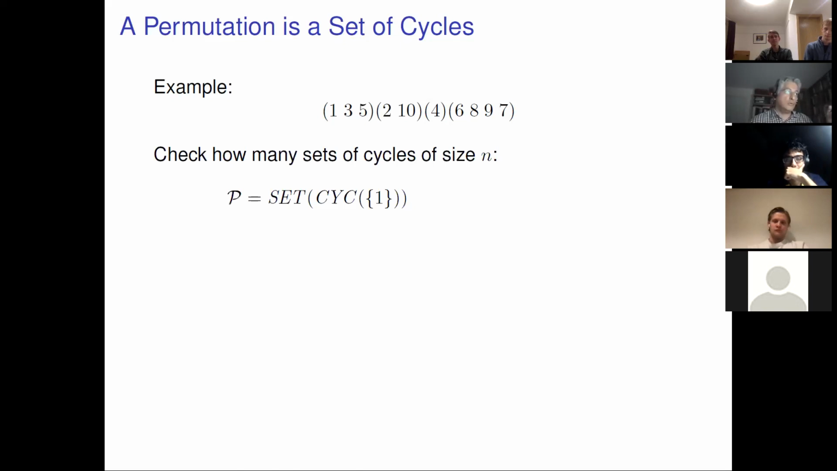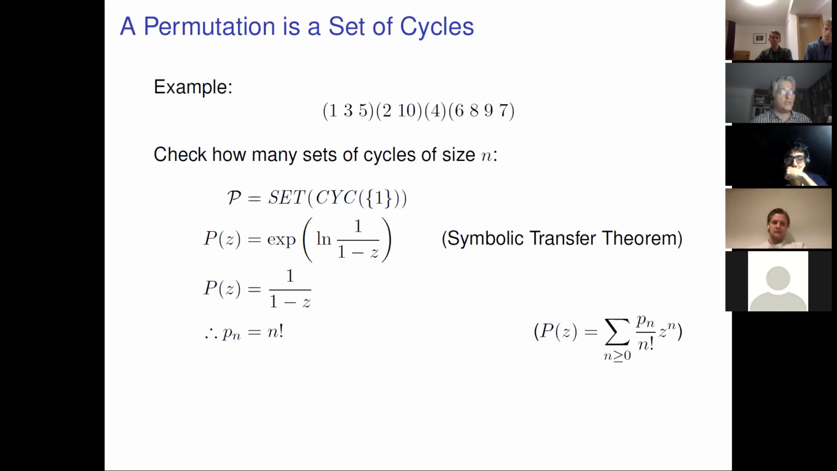And with this combinatorial construction, given the transfer theorems that I showed in the previous page without proving them, the set is exponential, and this one is the cycle, and they are the inverse of one another, and you get this, and as you expect, the number of permutations of size n is n factorial, because this has the series 1, 1, 1, and then p sub n is exactly that.